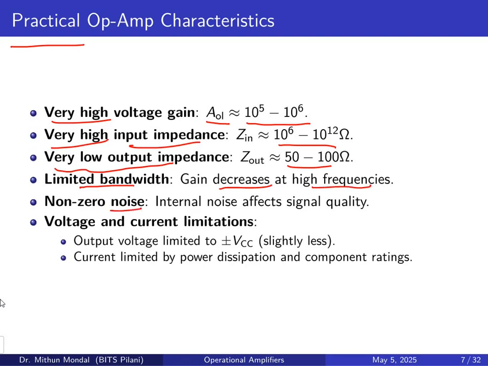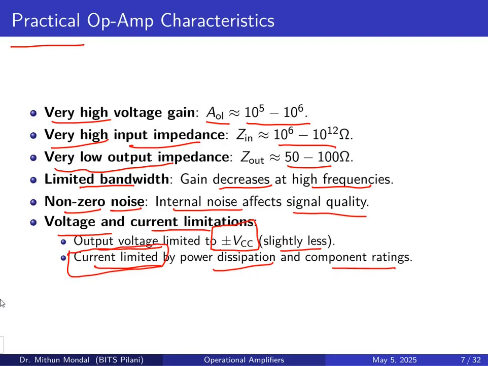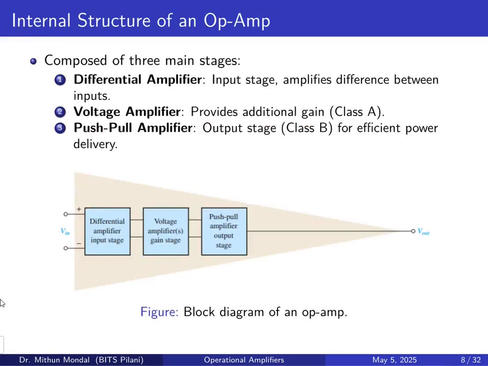And the noise signal, you have certain noise, so non-zero noise will be there. Internal noise will be affecting the signal quality. When we talk about the voltage and the current limitations, the output voltage is limited by plus minus VCC or slightly less. And the current is limited by the power dissipation and component rating. So the current upper limit is set by the maximum power the device can dissipate, so that heat is not produced and damage the equipment.